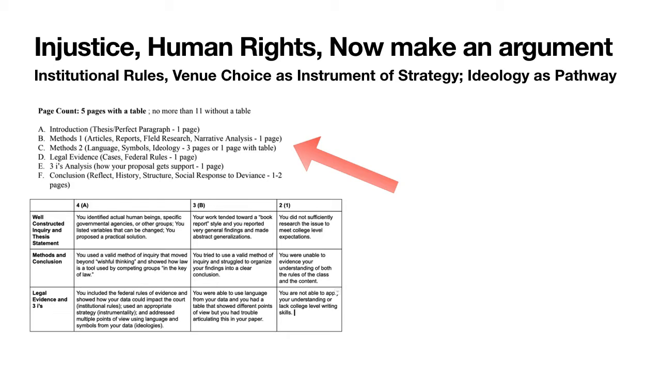You've got the venue choice as this instrument of law that you're going to use. Are you advocating for a piece of legislation to be drafted? Are you advocating for a conference to be held and for all the countries to talk about this issue? Are you advocating for a lawsuit to be filed, right? These are the kind of big questions that you'd want to be able to answer in Section B.